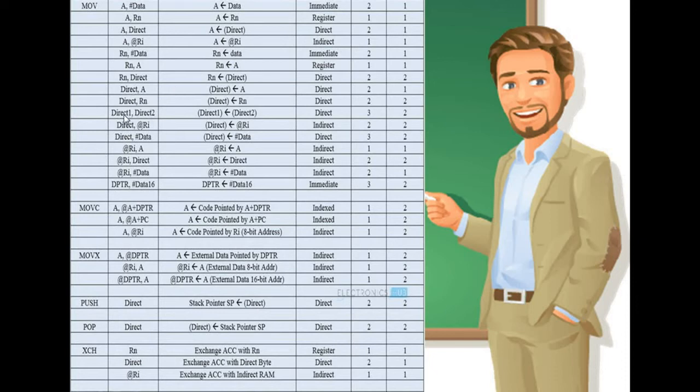Here we are moving the contents of direct register to register, indirect register to direct register, immediate data to register, direct register, contents of accumulator to indirect addressing mode, register to indirect addressing mode, immediate data to indirect addressing mode, and immediate 16-bit data to data pointer.